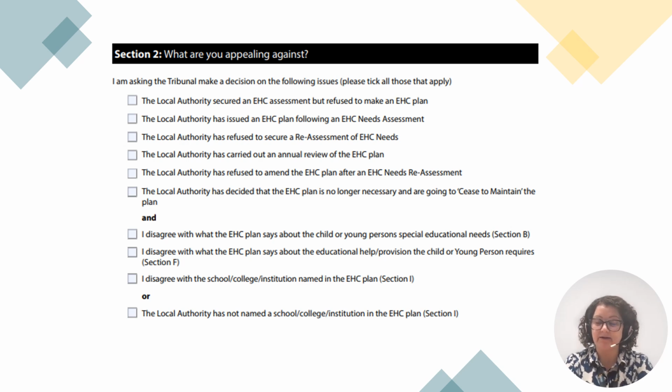B is where it outlines the needs of the young person within the EHCP. F is the support that they're putting in place for your young person, and then I would be the school that they would be wanting the young person to attend. You can tick multiple boxes in here depending on what's relevant for your appeal. And then the bottom box is if the local authority have not named a school within section I. So it could be blank, or it could be that they've named a type of school. They might have named mainstream or specialist provision, but not actually named a school placement.